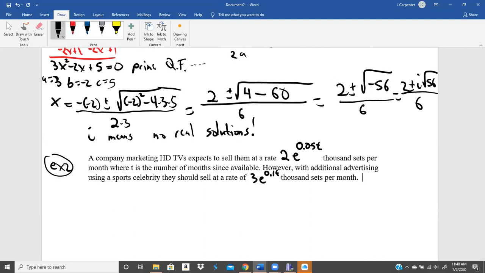So the ultimate question is, how many additional sales result from the endorsement? During the first year. I have to be careful with that. I said first year, whereas our t is in months.